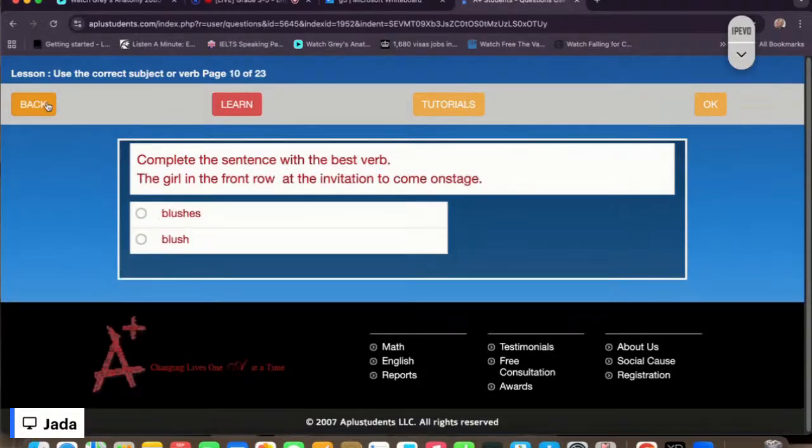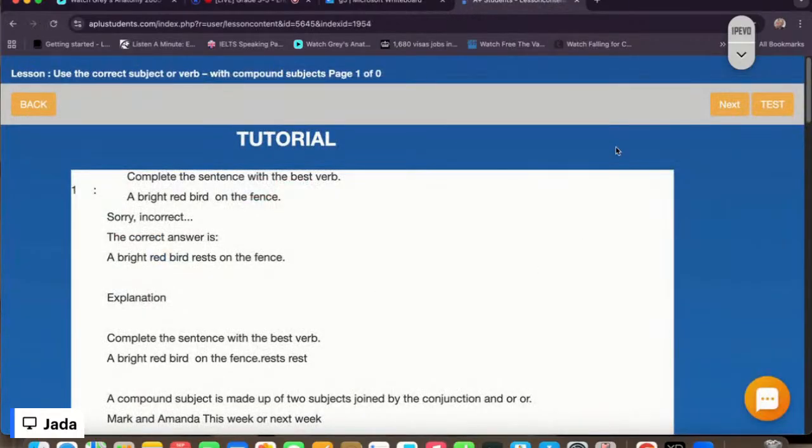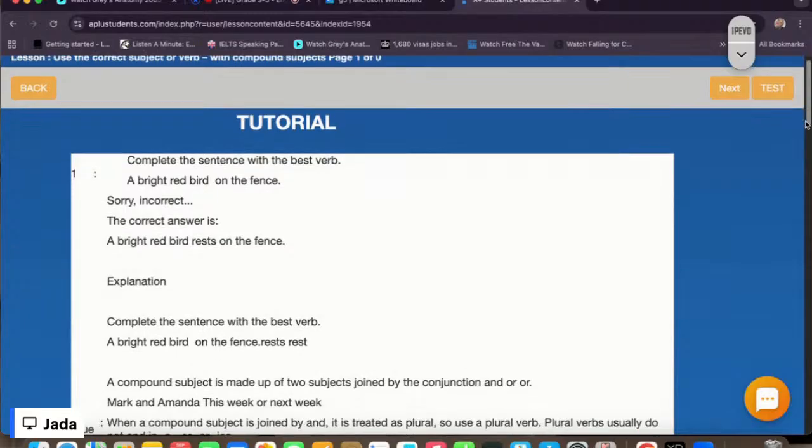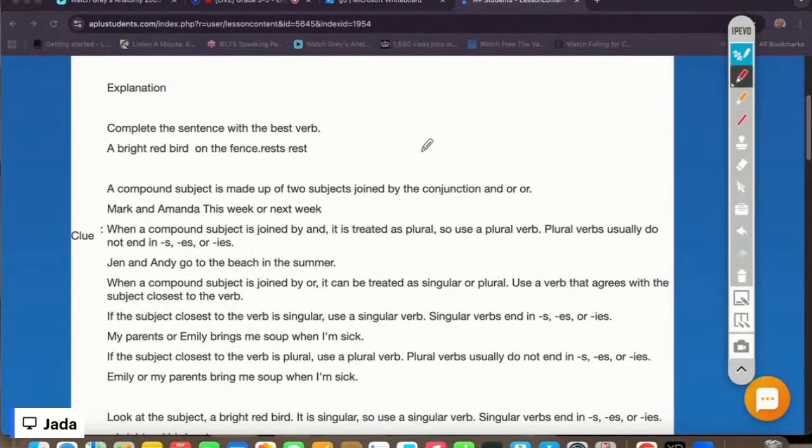So make sure you complete this. Okay. So we have used the correct subject or verb with compound subjects. So, all right, the compound subject is made up of two subjects joined by a conjunction, and and then or. So we have Mark and Amanda, this week or next week.